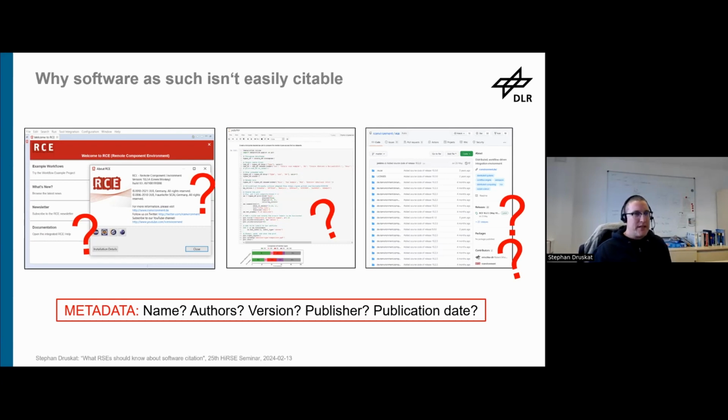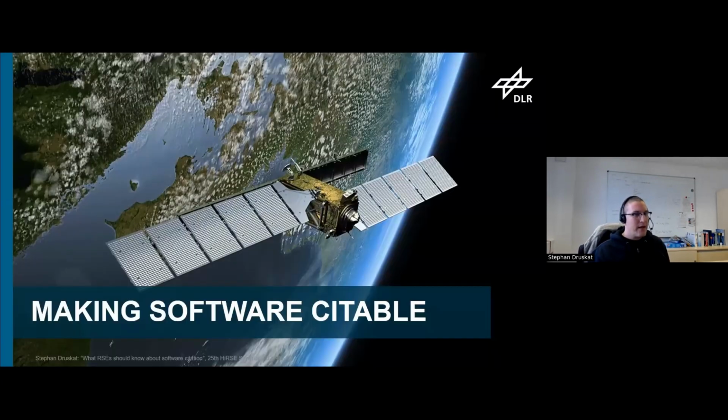So what we as RSE have to do to make it possible for others to cite the software the way it should be cited formally is to provide that kind of front page for our software, so to speak. So how do we actually do that?